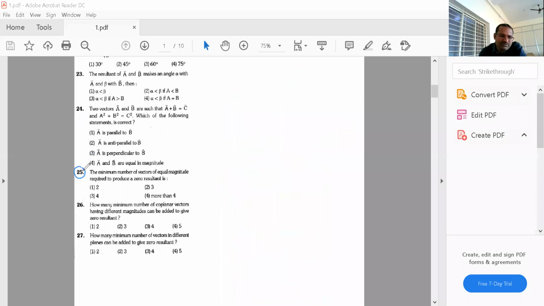Question number 25. The minimum number of vectors of equal magnitude required to produce zero resultant is 2. Remember this question, it is just an oral question. For example, one vector is like this, A, and another vector is also A. So this resultant gives you 0. If you subtract one vector from another of equal magnitude, you will get 0. So the minimum number of vectors to produce zero resultant is 2, when they lie in the same plane.